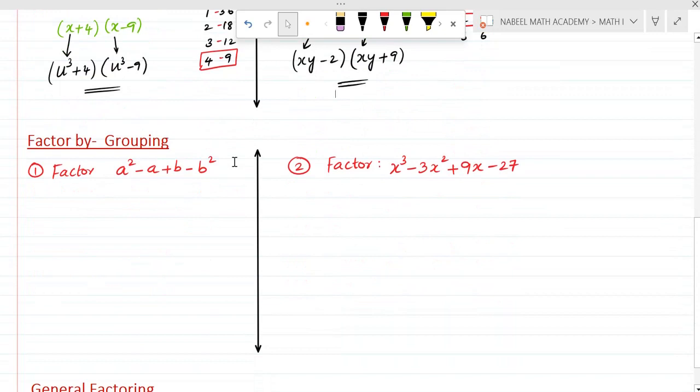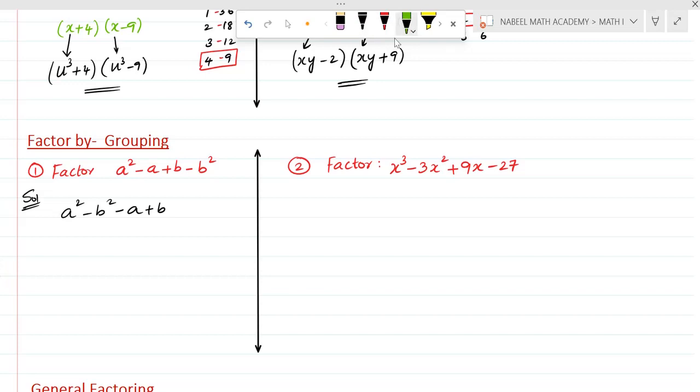Now the next one is grouping. So how will you make the grouping? First of all, you have to check whether it is in the standard form. Is it in the standard form? No, because it is a to the power 2, a to the power 1, a to the power 1 and b to the power 2. So I will make it the standard form first: a square minus b square minus a plus b.